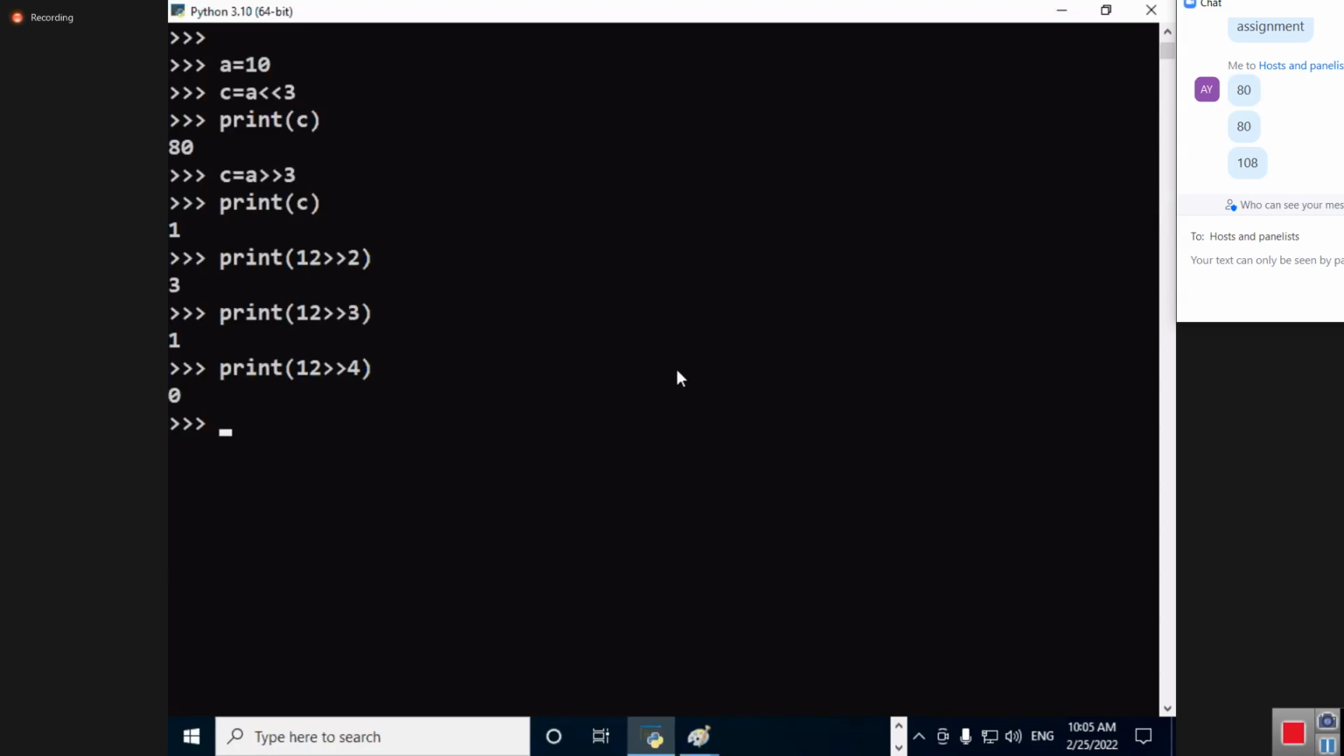Come to the point. Coming to the next, print of 36 right shift 4. 36 by 2 to the power of 4, which is 16. 36 by 16. 36 by 2 to the power of 4, how much?